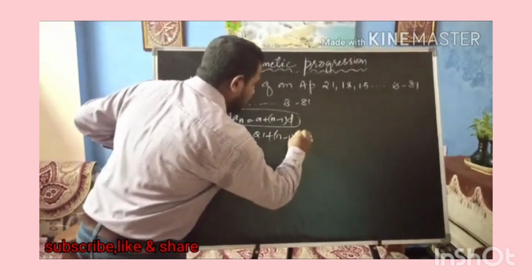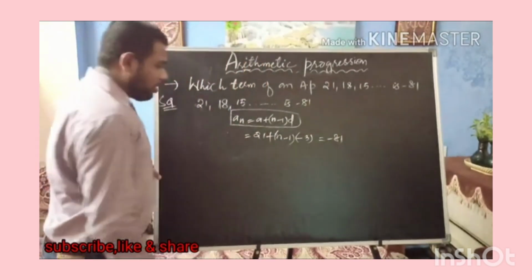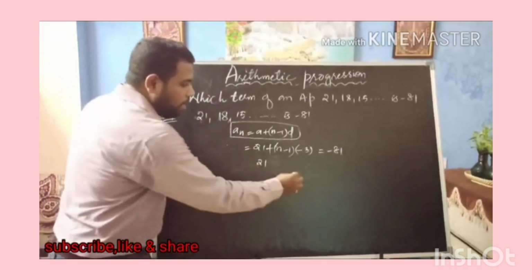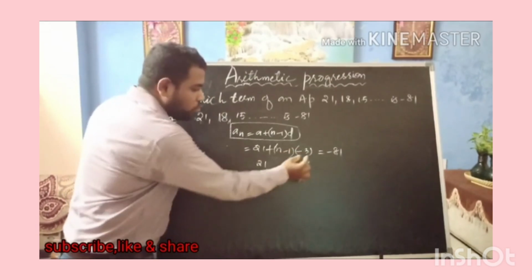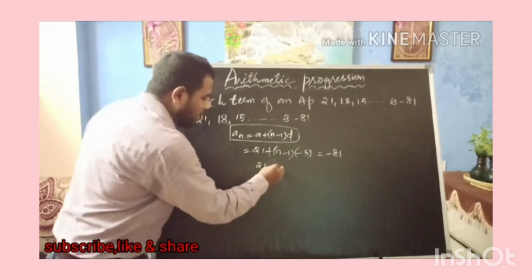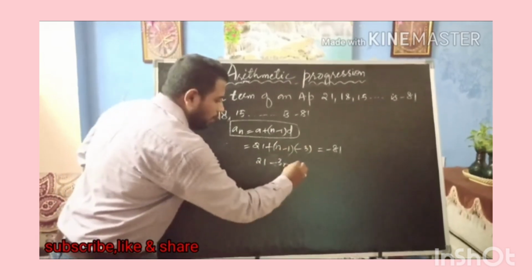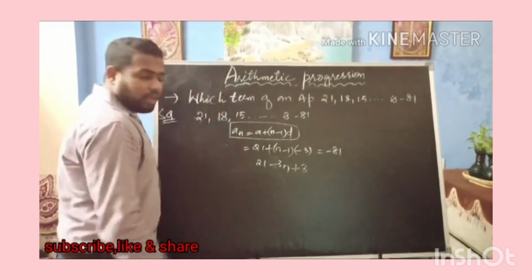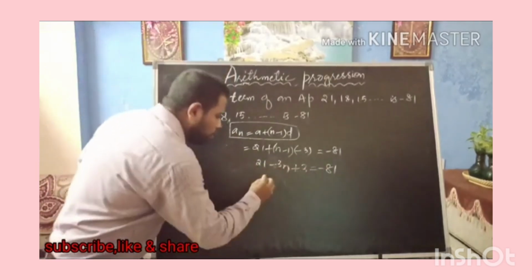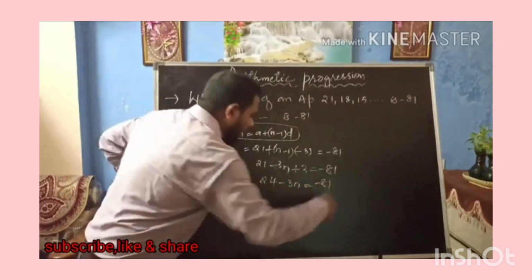So minus 3 equals to, I'm just going to write here, last term, that is minus 81. So 21, see here, 21. So n minus 1 into minus 3. So I'm just going to multiply minus 3 with n minus 1. So plus into minus becomes minus here, and now 3 into n will be 3n. So minus into minus becomes what? Plus 3 ones are 3 equals to minus 81, right? So here 21 plus 3 is going to be 24 minus 3n equals to minus 81.